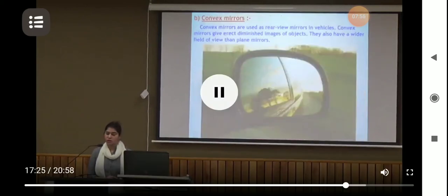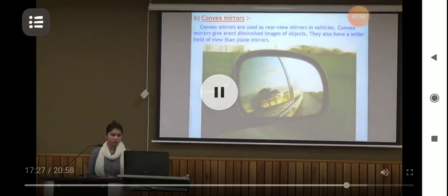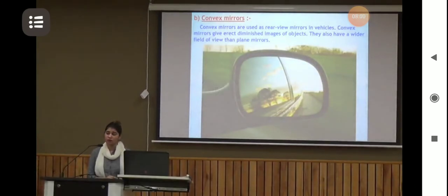Moving on to the uses of convex mirrors. The major use of convex mirrors is as a rear view mirror in vehicles. Convex mirrors give erect, diminished images of objects, so they also have a wider field of view than plane mirrors. That is the sole reason why we use convex mirrors as rear view mirrors. It forms a smaller image, so it covers a larger area. So, it gives us a wider field of view.